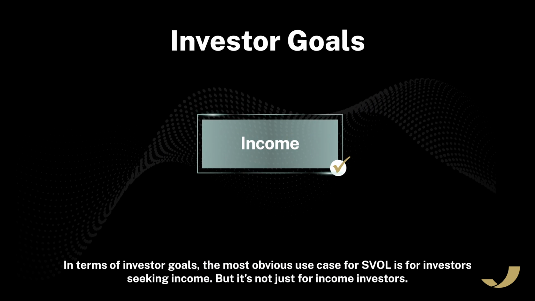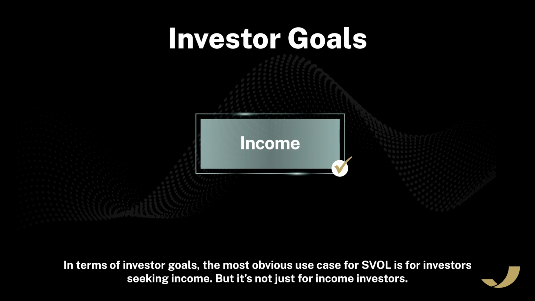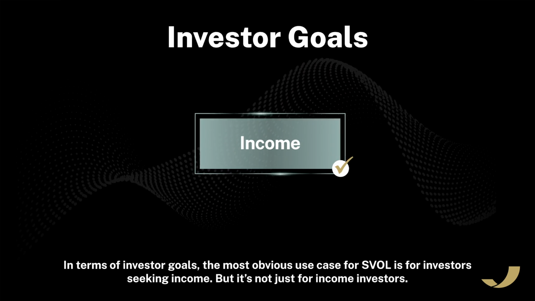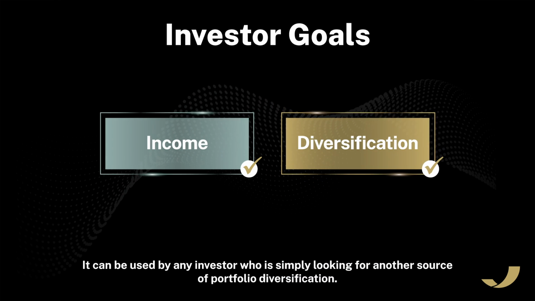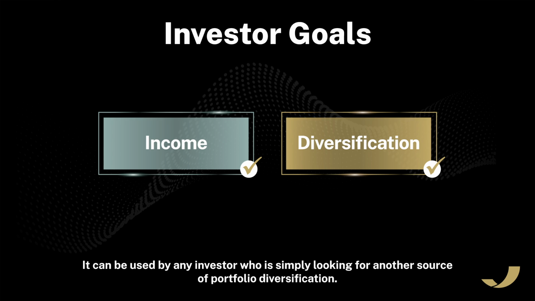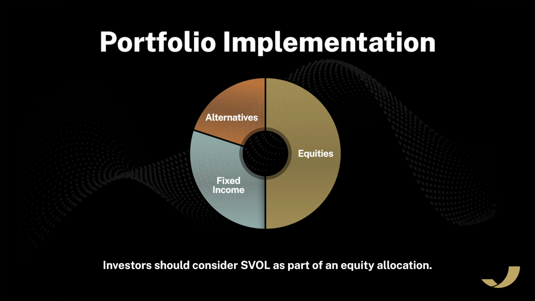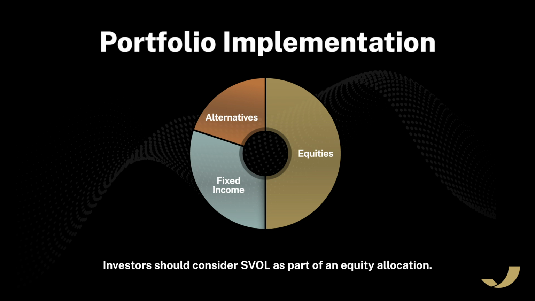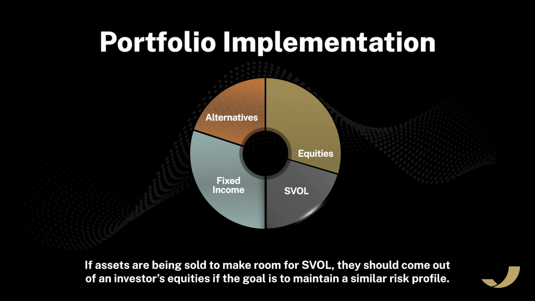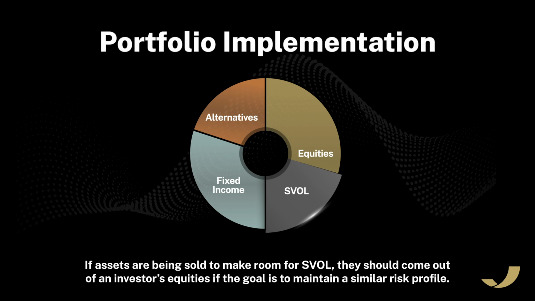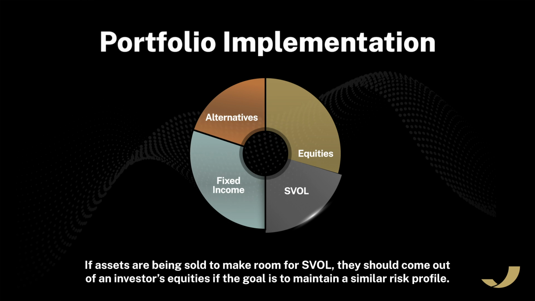In terms of investor goals, the most obvious use case for SVOL is for investors seeking income. But it's not just for income investors. It can be used by any investor who is simply looking for another source of portfolio diversification. As for implementation, investors should consider SVOL as part of an equity allocation. If assets are being sold to make room for SVOL, they should come out of an investor's equities if the goal is to maintain a similar risk profile.